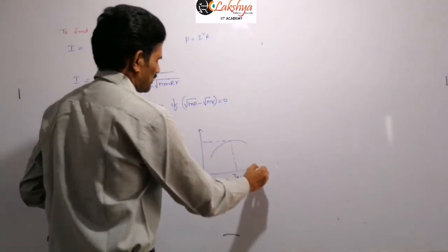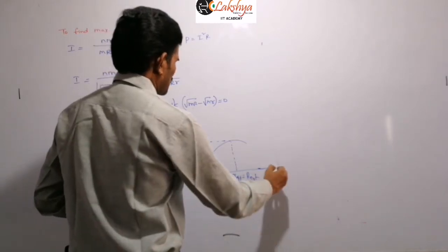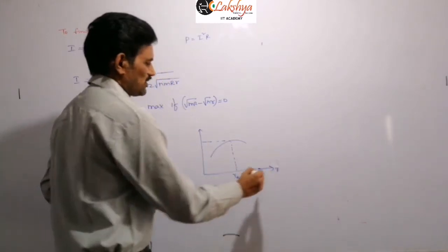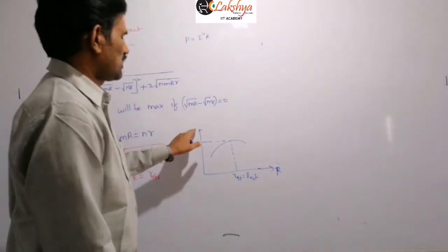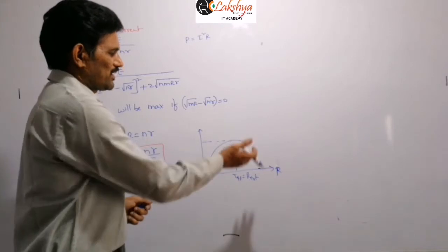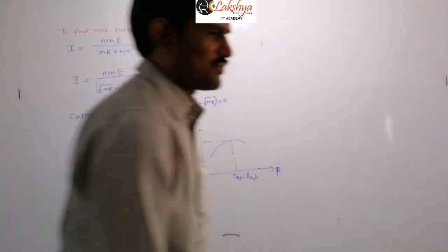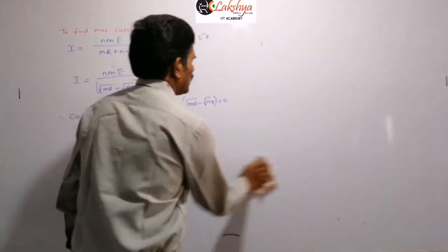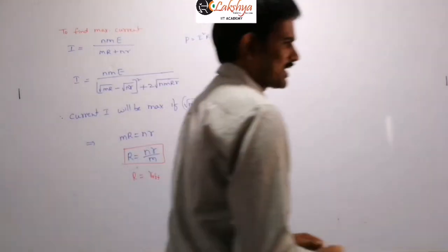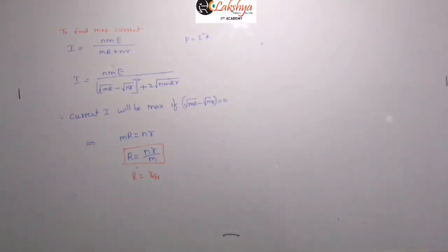Simply we represent it like this. When this is the R value, that means the resistance value, and this is the current or power you can consider, then you will get a graph like this. All the graphs we will discuss later when we discuss the heating effects of current. Next, let us calculate how much maximum power is there here.